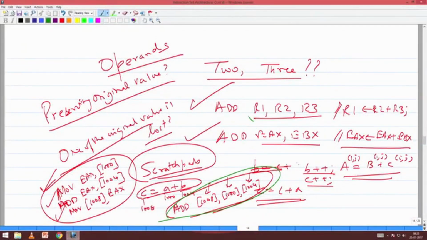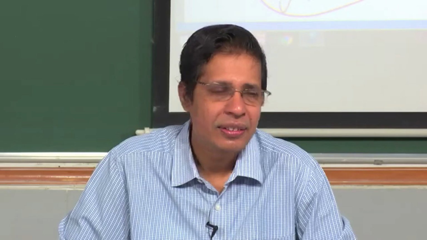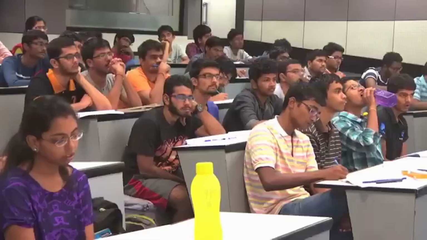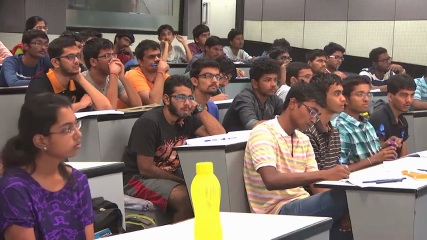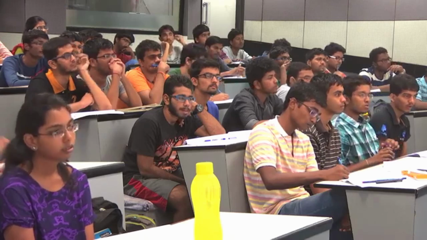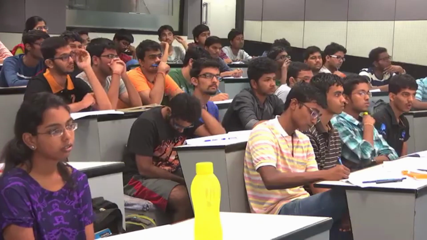Now, some of the RISC architectures do have 3 addresses, right. So what is the other difficulty in having 3 addresses? And what are some characteristics of RISC ISAs which enable you to have these 3 addresses?